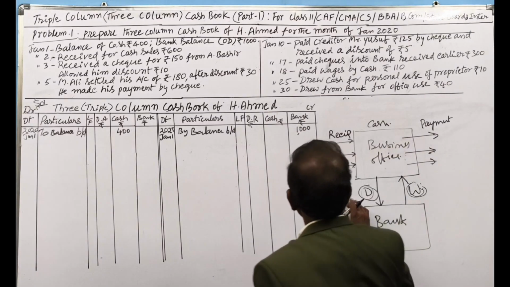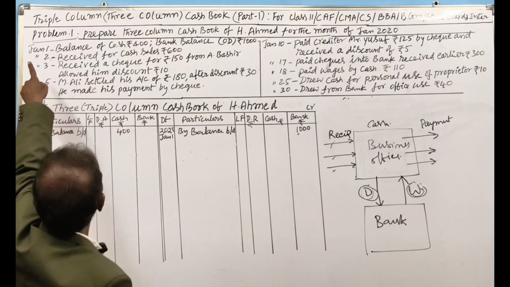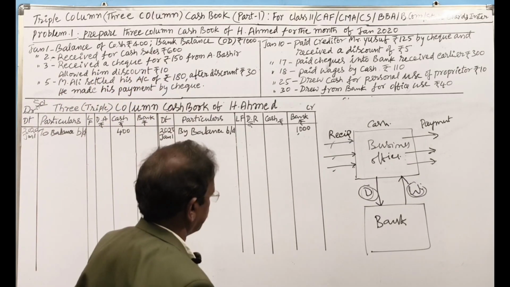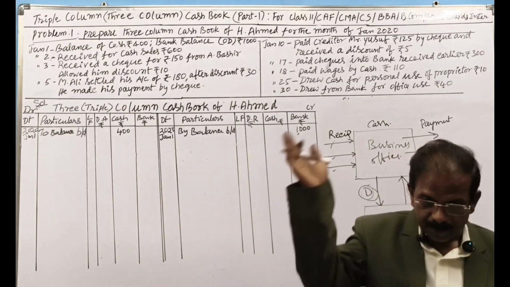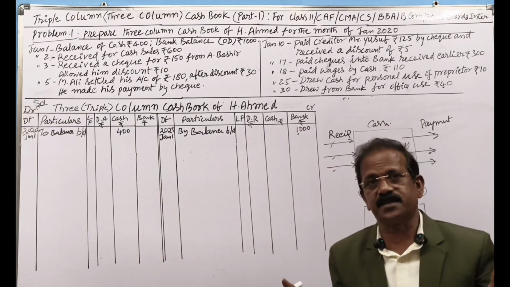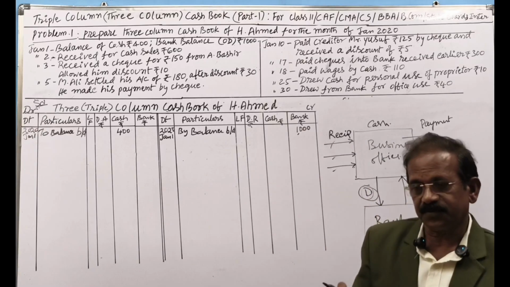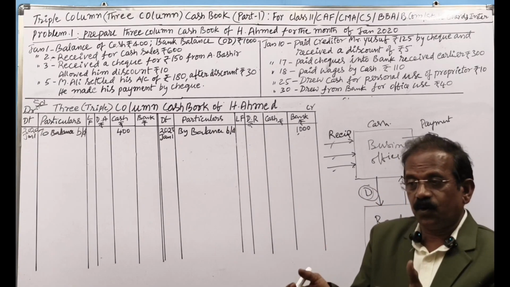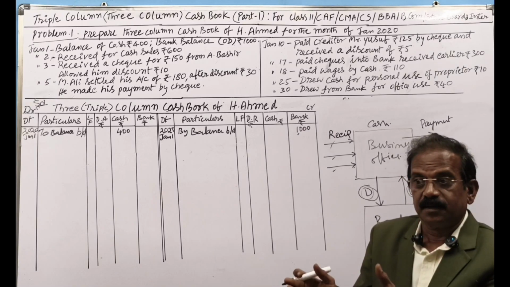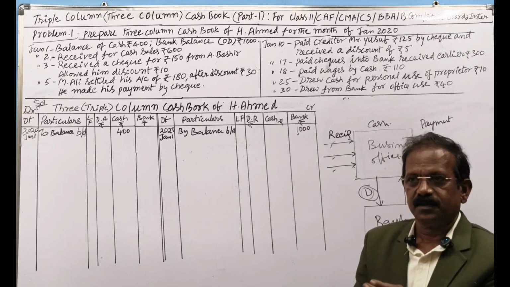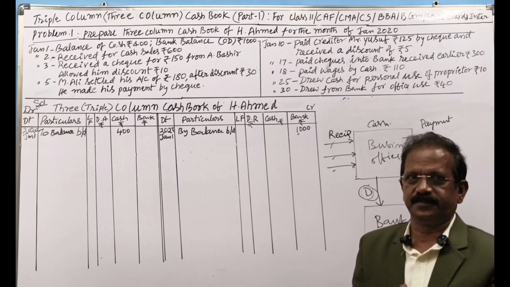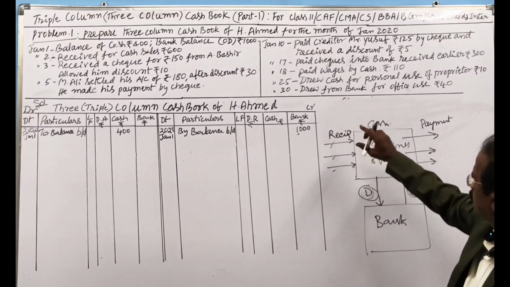Now, coming to the problem. January 1st balance of cash 400 means in the month of December we might have done some cash transactions. We received cash, we paid cash. So after paying cash, some balance is left. Balance of cash is left. Take for example, we received 10,400 last month, receipts 10,400.